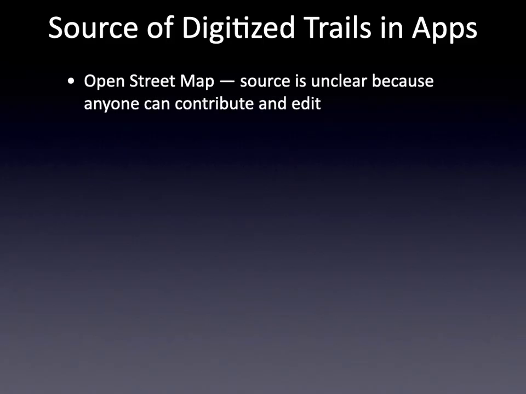One of the most popular is the OpenStreetMap Consortium, which is an open source free project which has trail maps in addition to roads or streets throughout the world. And this is very useful, and they're oftentimes very high quality, but the source is unclear because anyone can contribute and edit the open data in the OpenStreetMap project. And so it's sometimes difficult to evaluate how good it is in any particular area.